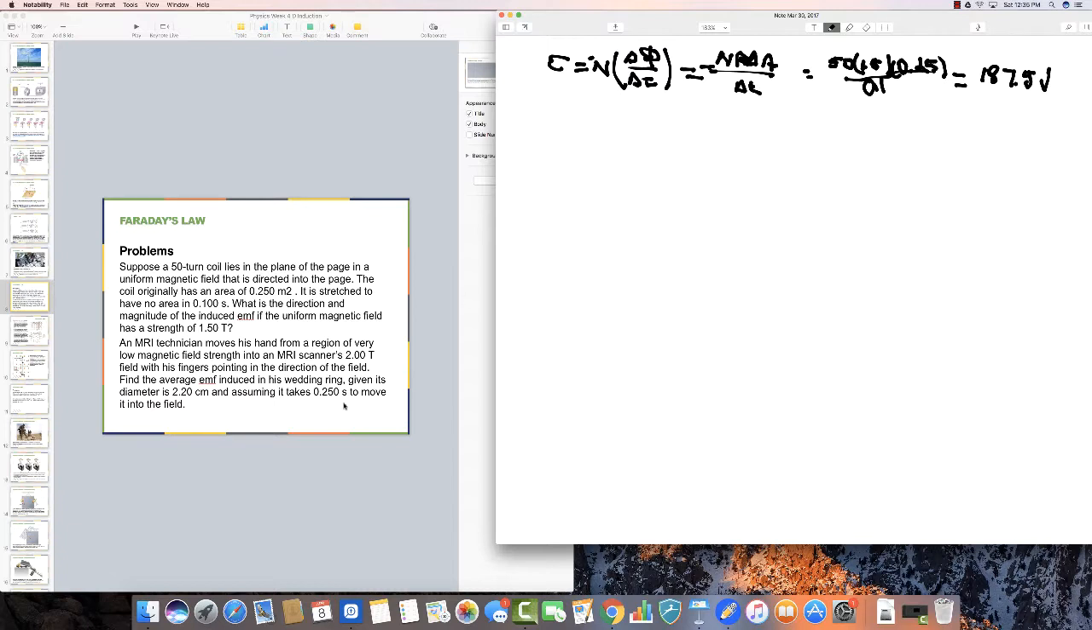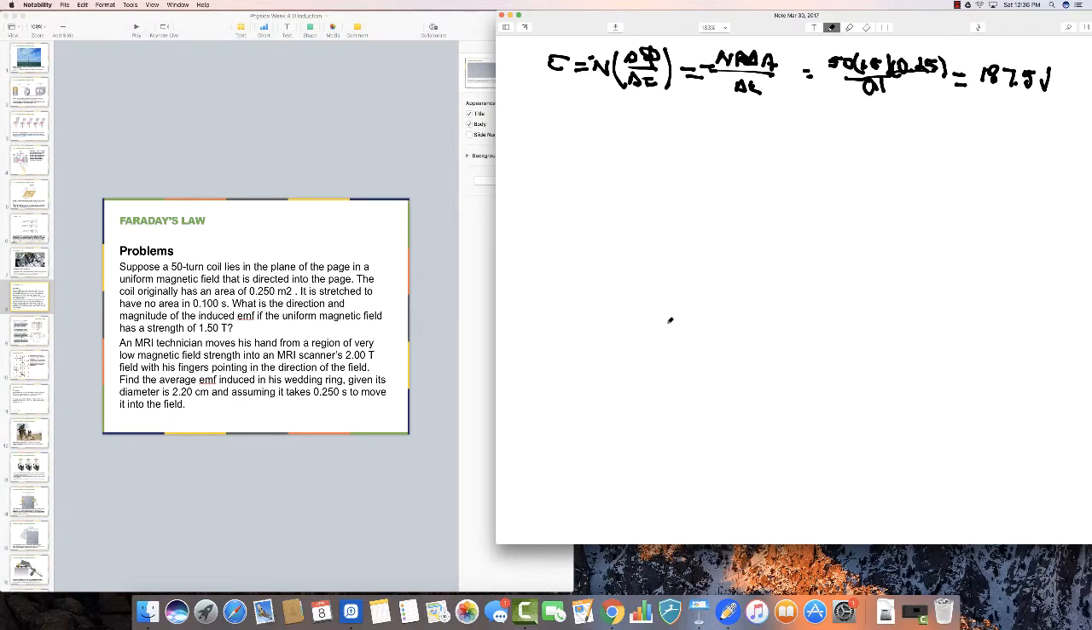Let's look at the second problem here. The second problem states that an MRI technician moves his hand from a region of very low magnetic field strength into an MRI scanner, which has a very powerful 2 Tesla magnet. His fingers are pointing in the direction of the field, so that means the ring is perpendicular to the field.